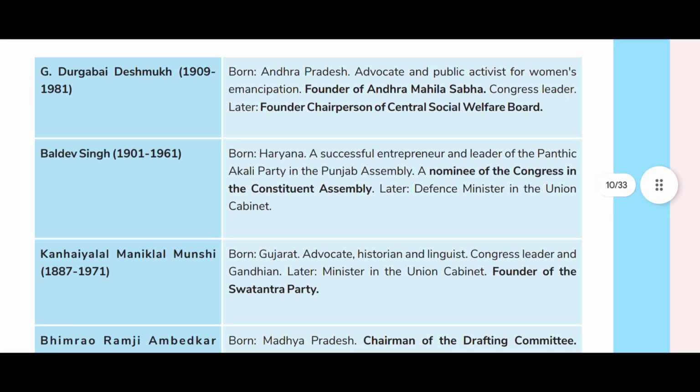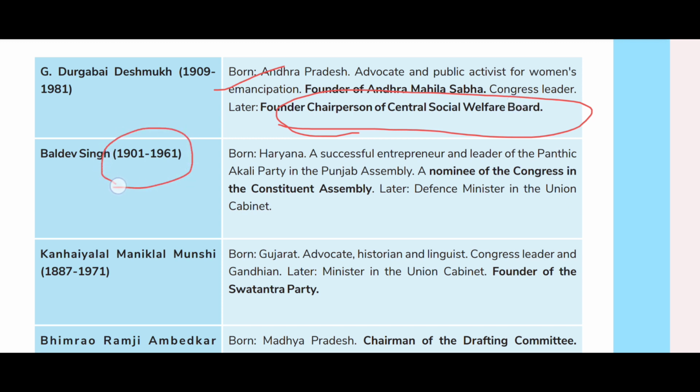G. Durgabai Deshmukh, born in 1909 and died in 1981. She was born in Andhra Pradesh. She was an advocate and public activist for women's emancipation. Founder of Andhra Mahila Sabha, she was a Congress leader and later she became the founder chairperson of Central Social Welfare Board. Baldev Singh was born in 1909 and died in 1961.